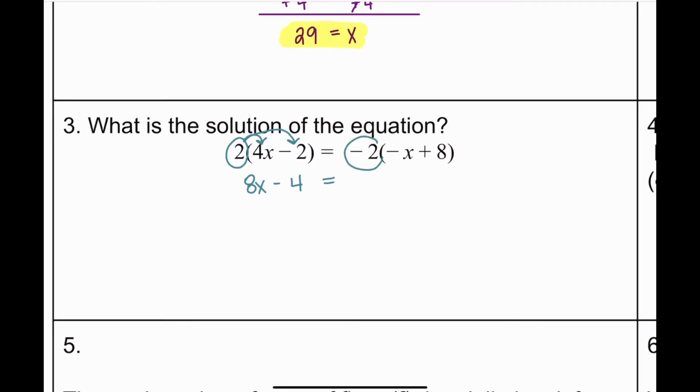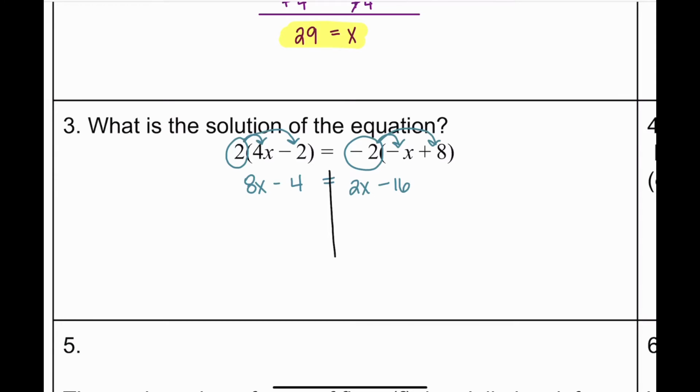On the other side of the equation, we have to distribute again to eliminate the parentheses. So we'll multiply -2 times -x and get a positive 2x. -2 times positive 8 is -16. Now we want to see if we can combine like terms. Remember, we have a left and a right side of the equation. On the left, we have 8x and -4. They aren't like terms. And on the right, we have 2x and -16, and they are not like terms.